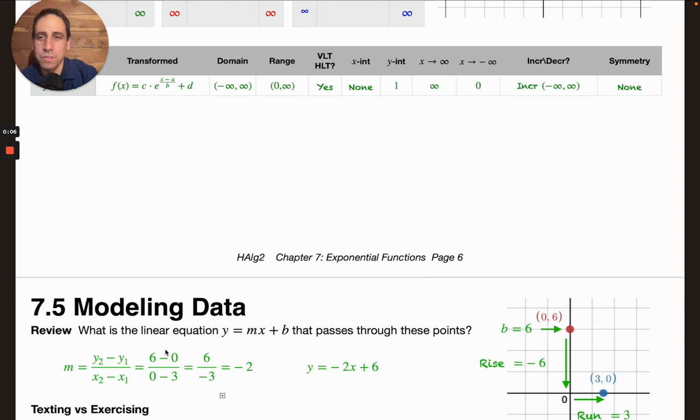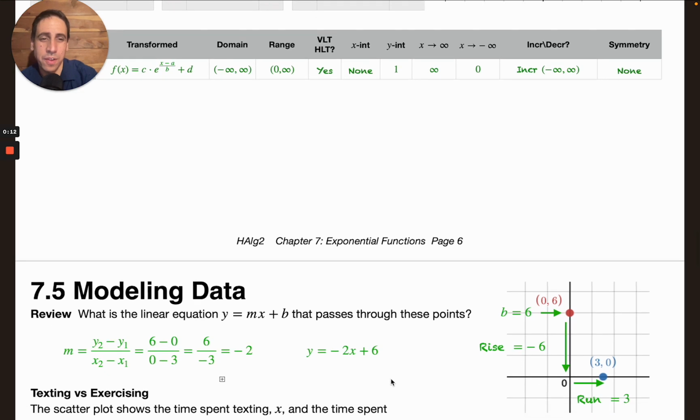Let's review, because although this section does contain a lot of stuff that we've actually done before on these projects that I've been assigning, like the SAND project and the strobe light project, we've got a little review to do.